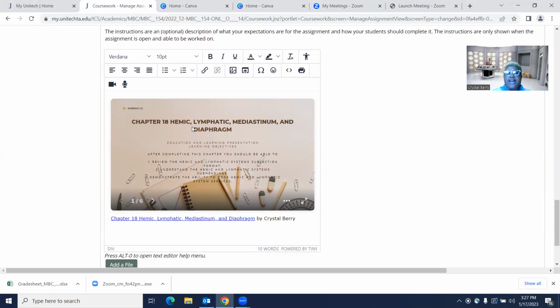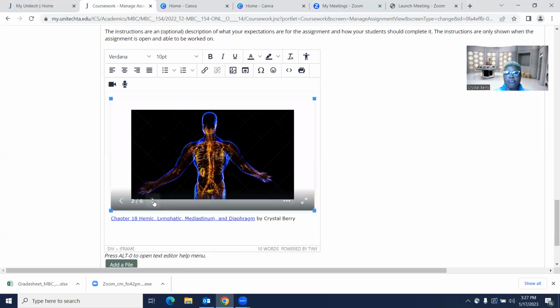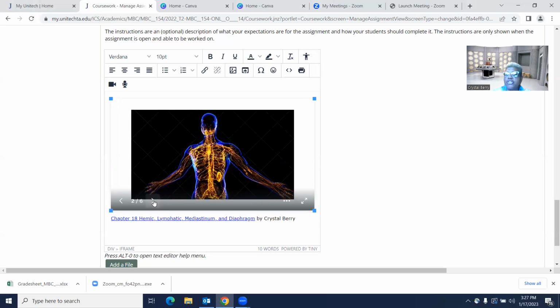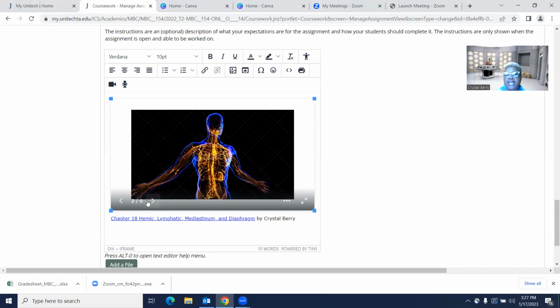Here we have Chapter 18, hemic, lymphatic, mediastinum, and diaphragm, with the objectives that will be covered for this chapter. Next, I have a diagram showing you the entire system, the hemic, lymphatic, mediastinum, and diaphragm, and all the systems that it covers.